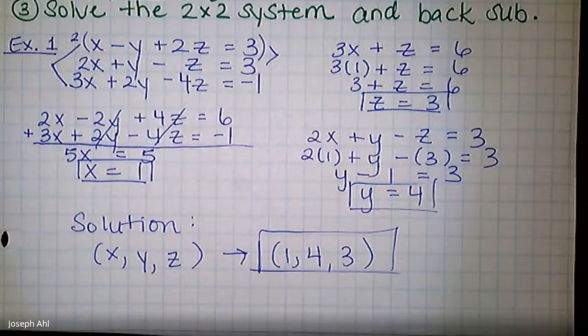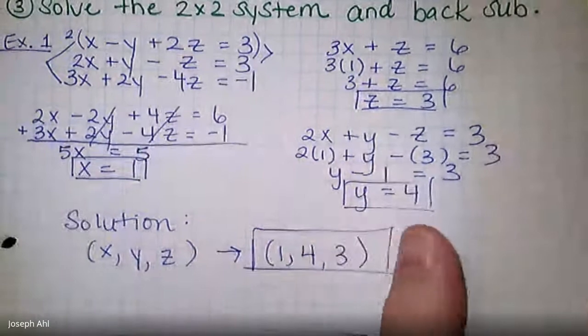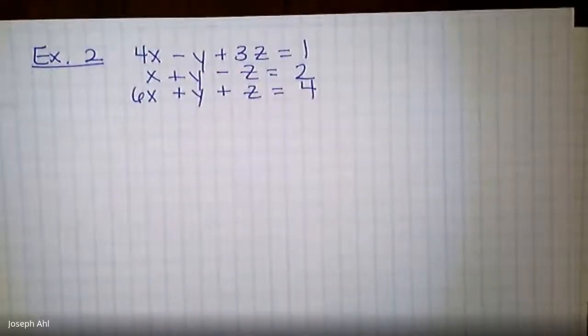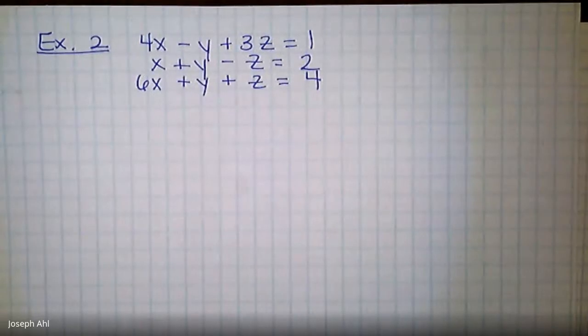Okay, perfect. We've got number 1 done. Here's another example for us to look at. We've got 4x minus y plus 3z is equal to 1. X plus y minus z equals 2. And then 6x plus y plus z is equal to 4.